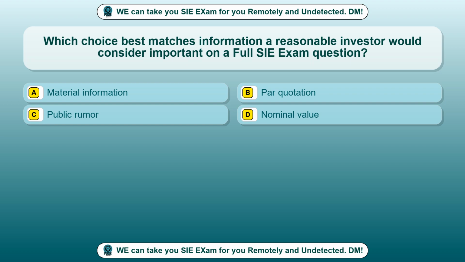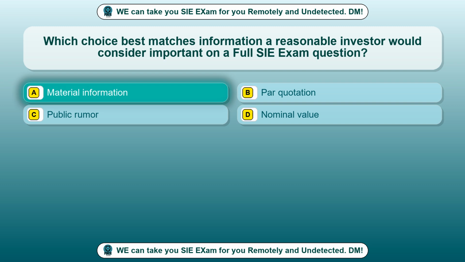Question 7. Which choice best matches information a reasonable investor would consider important on a full SIE exam question? Option A, material information. Option B, PR quotation. Option C, public rumor. Option D, nominal value. The correct answer is option A, material information.